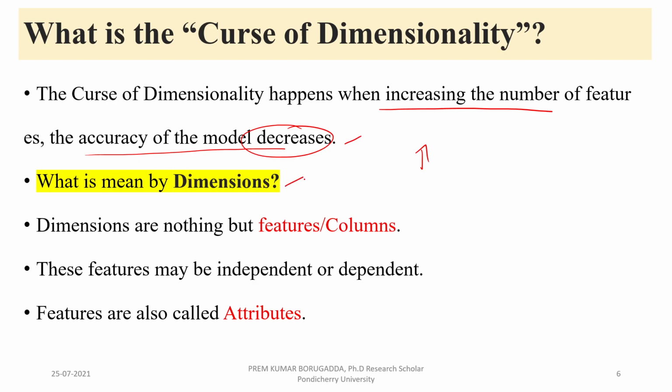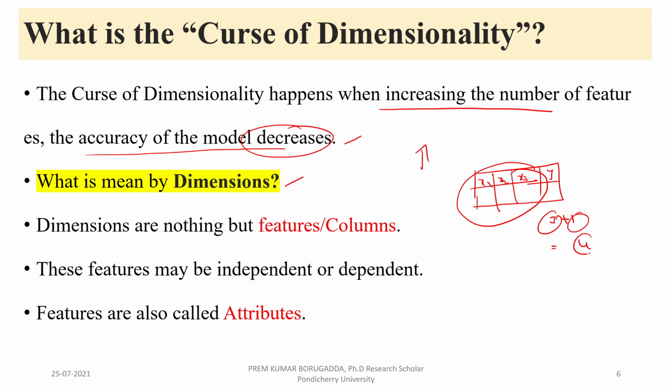What is meant by dimension? For example, the dataset contains x1, x2, x3 and y, which means 3 plus 1: the number of independent variables is 3 and there is 1 target variable. So the total is 4, and the dimension is 4, the number of columns. Dimension is nothing but the features or the columns. These features may be independent or dependent, and we also call these features attributes.